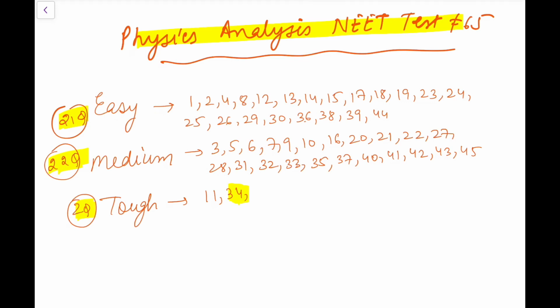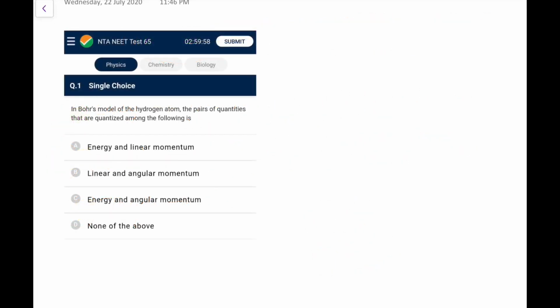I can say even a student who is practicing these tests, an above average student, should get 140 plus, and a very good student should score 165 or 170 or higher. Barring this one question, all others are very easily solvable if you are thorough with your concept. So let's start the paper.